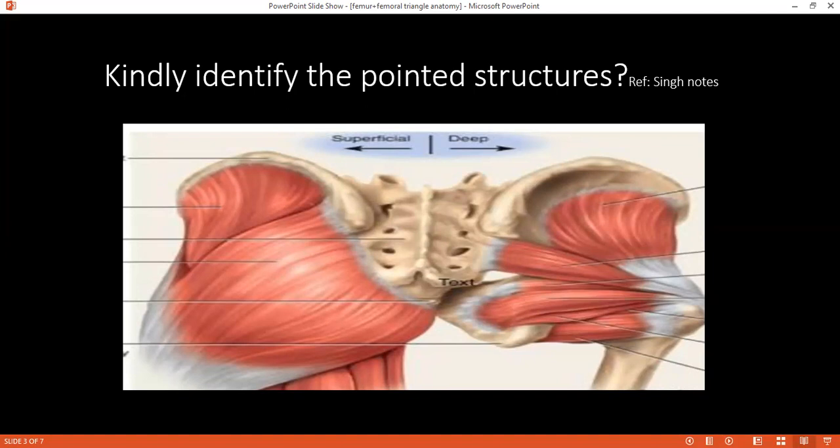Okay, if I ask you, looking from the left hand side, to identify this structure, please. It is gluteus medius, ma'am. Can you identify this thicker one, please? Gluteus maximus. Okay, what is this arrow, my cursor, pointing at, please? That is coccyx, ma'am.